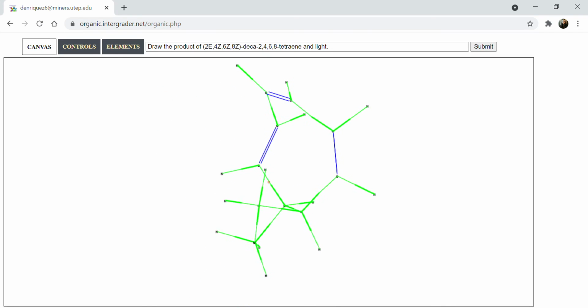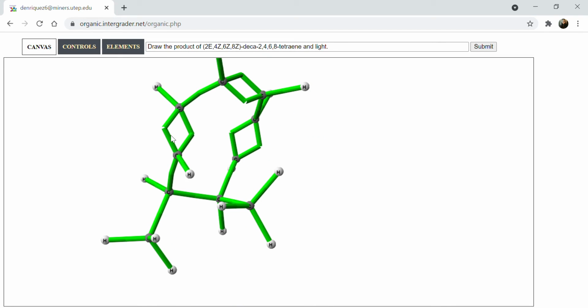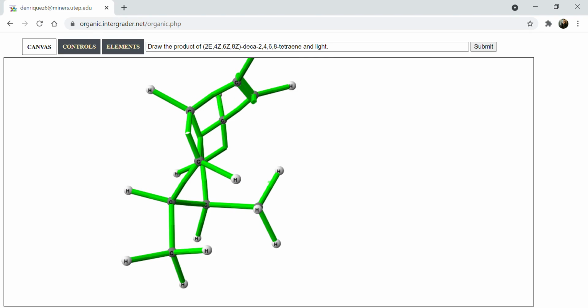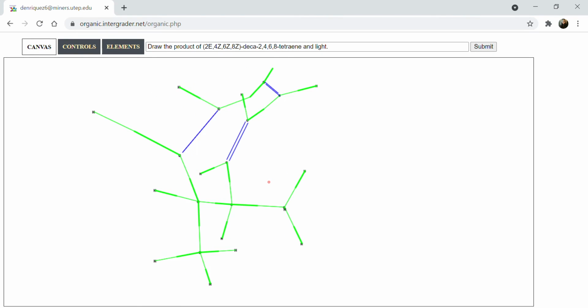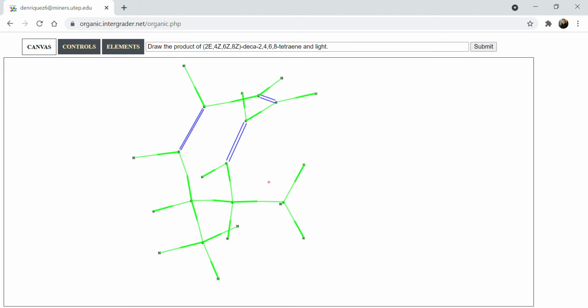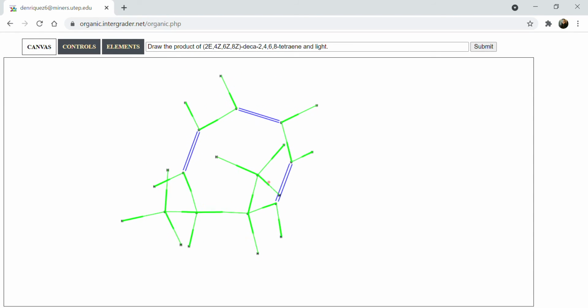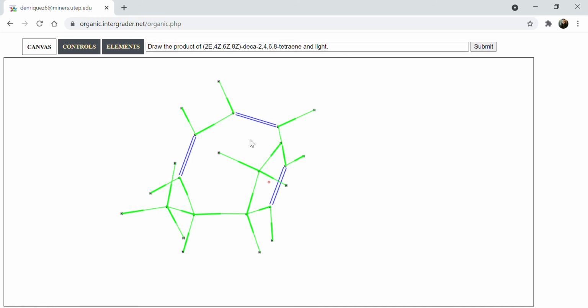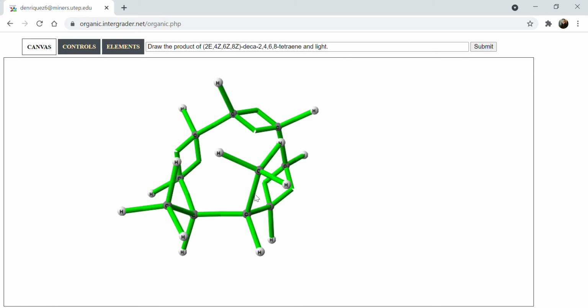And then I don't like the way that this bond looks, so I'm going to turn it on its side and try to move that hydrogen to the back, just so it looks a little bit better. Okay, so that's a long process, and that's why I really like doing the shortcut more.